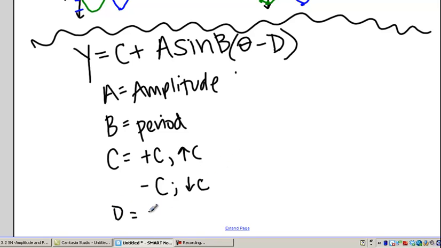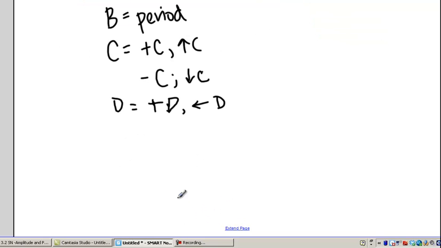And then D, remember it's on the inside of the equation. So if it's plus D, that's a terrible D, but go with me, you go left D units, and if it's minus D, you go right D units. Okay? So I'm going to give you 3 examples, and that's it. And then we're going to have some practice tomorrow.